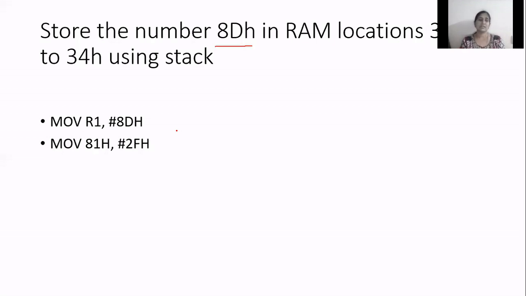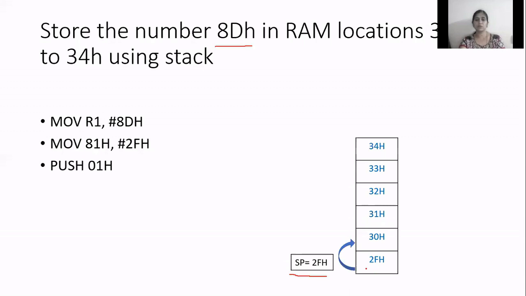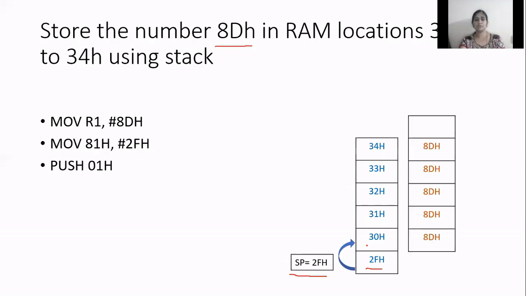And then what is the next step? Here the stack pointer is 2F initially. Next, I'll do the first push. When I do the first push, my stack pointer was pointing at 2F. It got incremented to 30H, and the first data 8DH is pushed onto the stack. When I do the second push, the stack pointer again gets incremented to 31H, and the second data 8D is pushed onto the stack. You should note that push operation only works with the direct addressing mode.